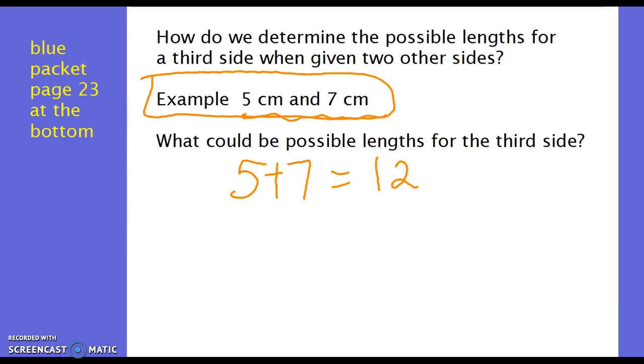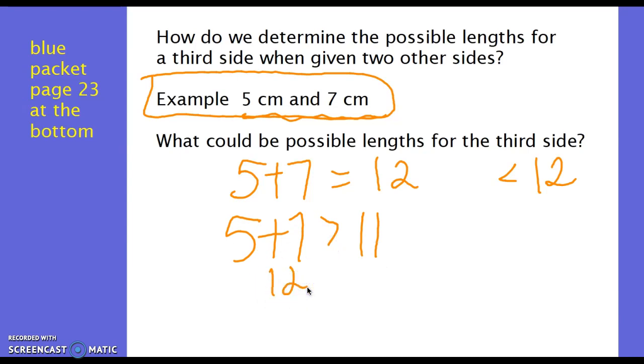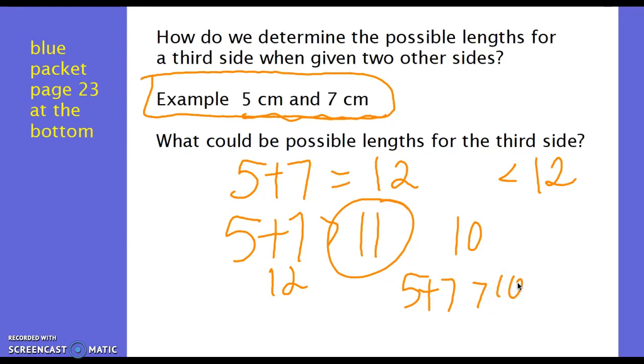Does that make sense? So let's give an example. We know that it's going to have to be less than 12. So let's say that my third side was 11. We would say, okay, is 5 plus 7 greater than 11? Yes, because 5 plus 7 is 12. So 11 could be a possible third side. I could have 10, because 5 plus 7 would be greater than 10. So we know that our third side would need to be less than 12. So when I add up these two sides, it'll be greater than that side.